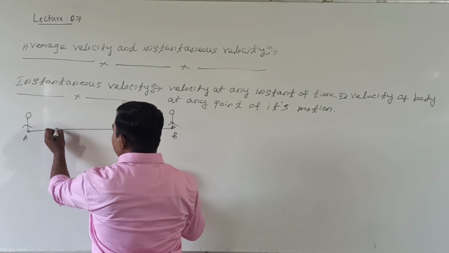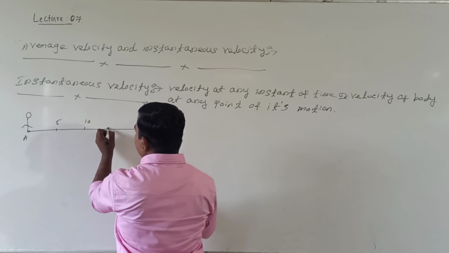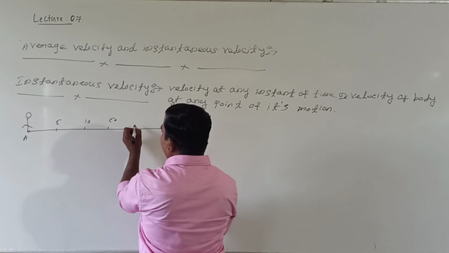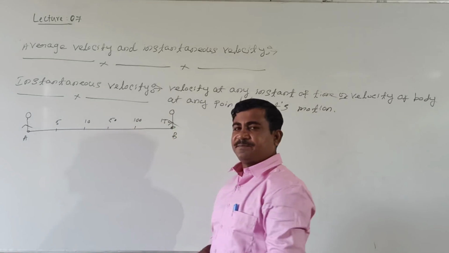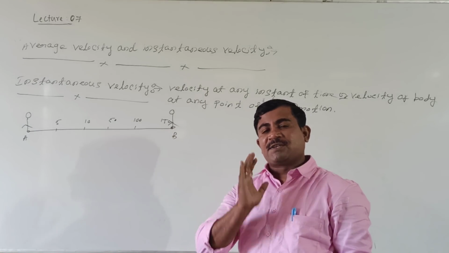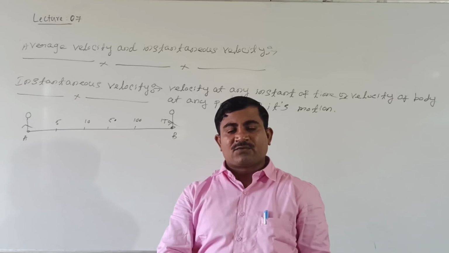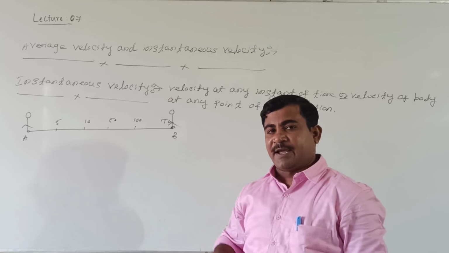Here, what displacement is there? 5 meter. Here, how much? 10 meter. Here maybe 50 meter. Here, how much? 100 meter. Here, how much? 150 meter. Non-uniform velocity: average velocity and instantaneous velocity will arise when a body moves with different displacements in different times.